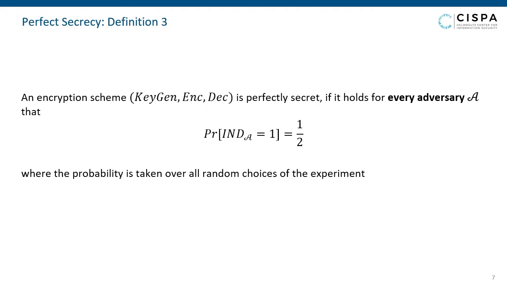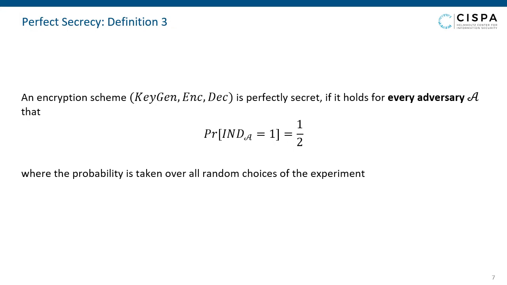So if it holds for every adversary A that the probability that this indistinguishability experiment returns 1 in the end is exactly 1/2, where the probability is now taken over all random choices of the experiment. That is, the random choices of A and the random choices of the challenger, who chooses this bit b, who generates the key k, and who computes an encryption.